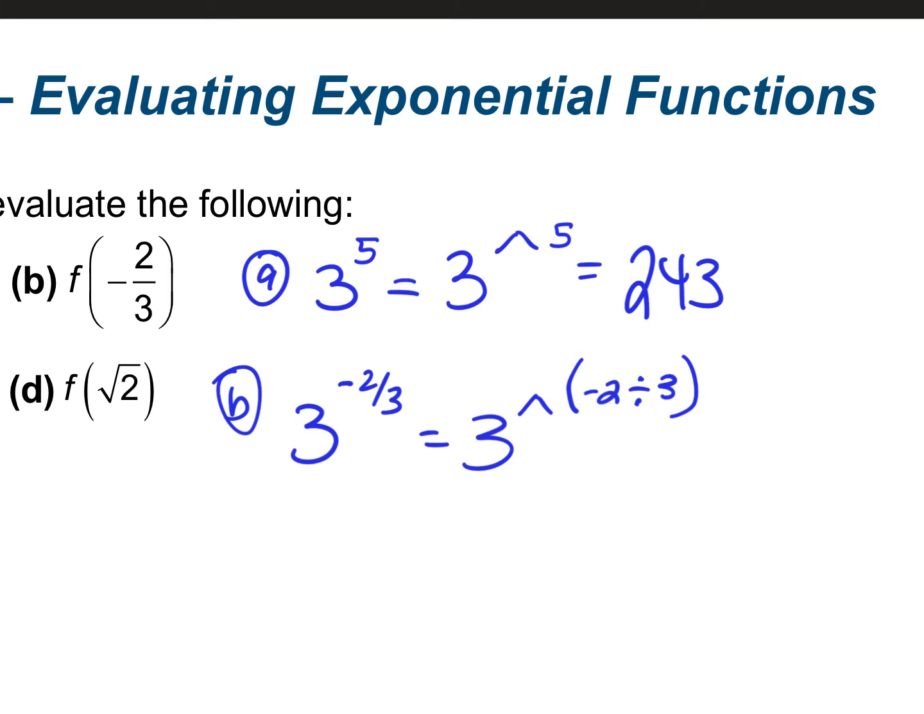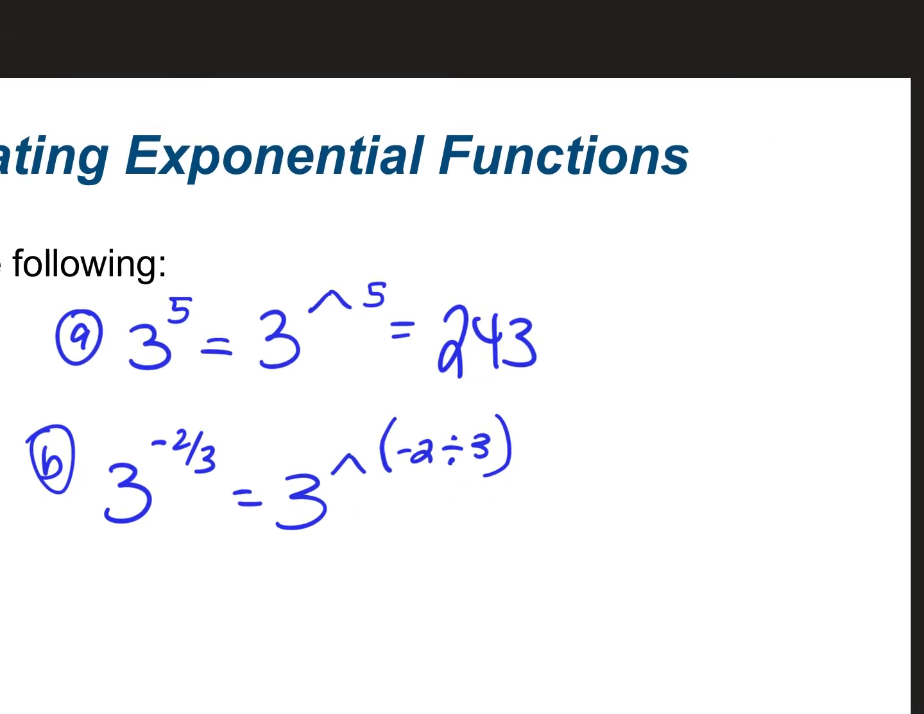Now, there is a difference on your calculator. There's a negative button that changes the number from a positive to a negative and vice versa. And there's a minus. You cannot use the minus button. It'll tell you error. So you need to hit 3, then the caret, and then parenthesis, negative 2 divided by 3, close your parenthesis. What do you guys get? 0.4807, something like that.